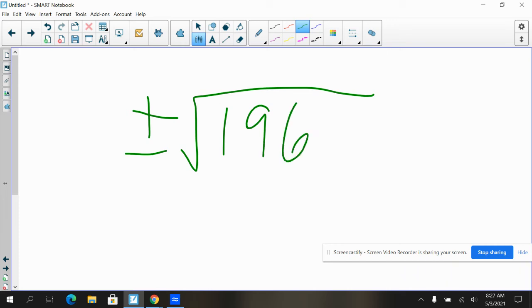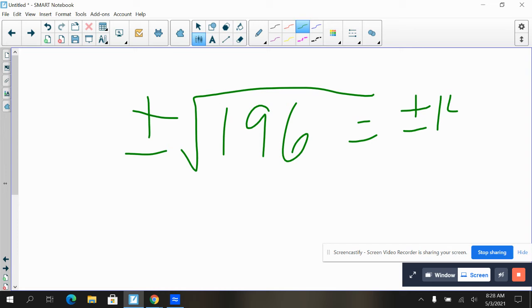So we have plus minus radical 196. What do you think the answer to that is? You can look on your sheet, children. That's what it's there for. Ready? That is correct. Your answer is plus and minus, or plus or minus 14. Can be either one.